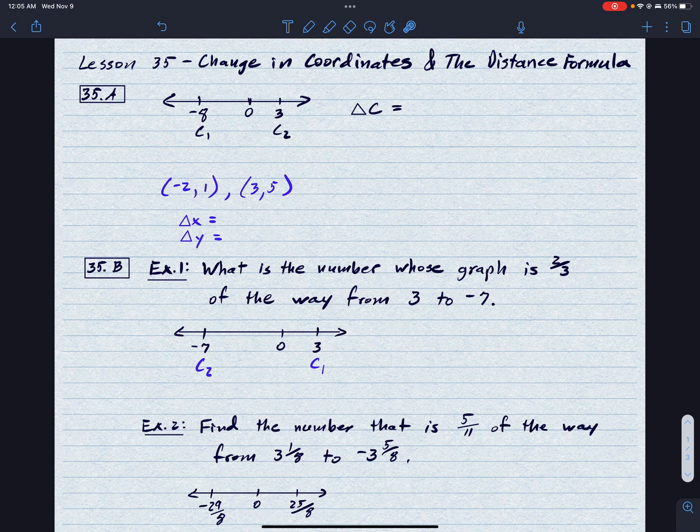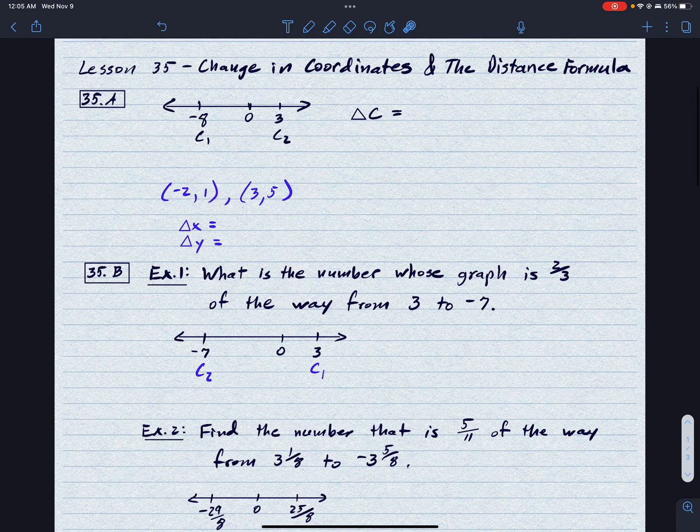But before we get to there, this topic of changing coordinates. So imagine I had a number line, and again, you can pause the video, by the way, if you have to. Pause the video, consider taking time to write down the example, write down the notes, and then catch up by pressing play again. All right.